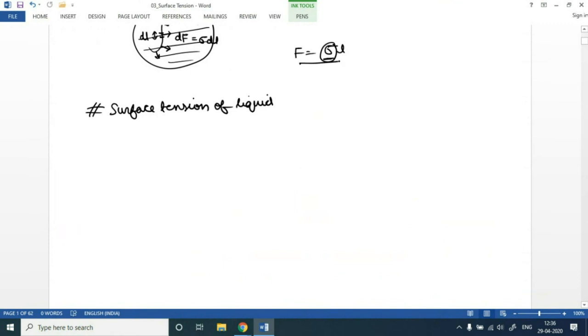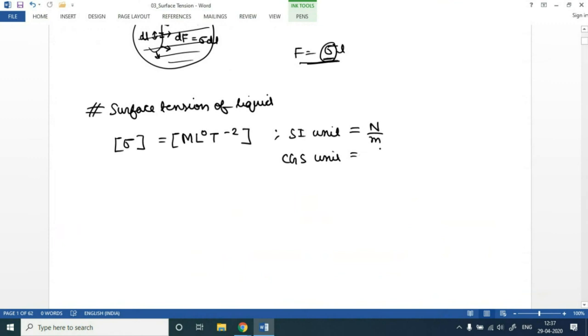Okay, so looking at this expression, we clearly realize that sigma is equal to F by L. So its dimension, we can clearly write, would be M L to the power 0 T to the power minus 2 simply. Its SI unit, you must realize, is going to be Newton per meter, and the CGS unit, you can write, the unit of force is dyne and the unit of length is centimeter. So this is one piece of information about surface tension of a liquid.